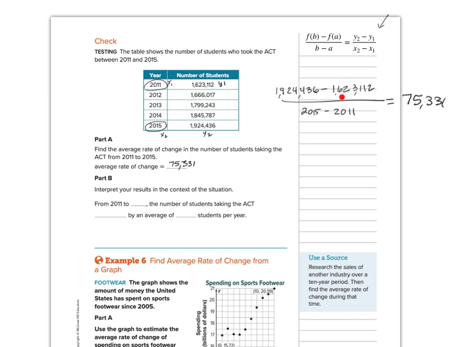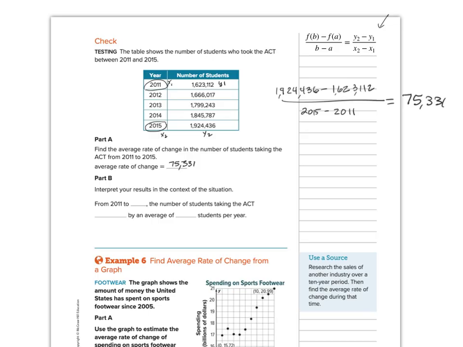1,924,436 minus 1,623,112 divided by 2015 minus 2011. This is 4. So I come up with an average rate of change of 75,331. That's what the calculator gave me.